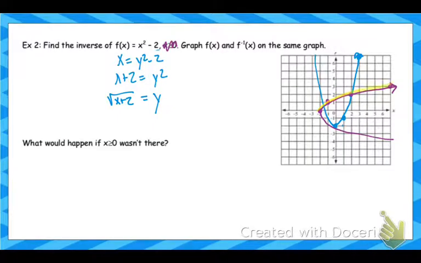This top part is the positive square root of x minus 2. This bottom part is the negative square root of x minus 2. But again, because of that restriction, I only have the positive one. So if that restriction wasn't there, then the inverse wouldn't be a function.